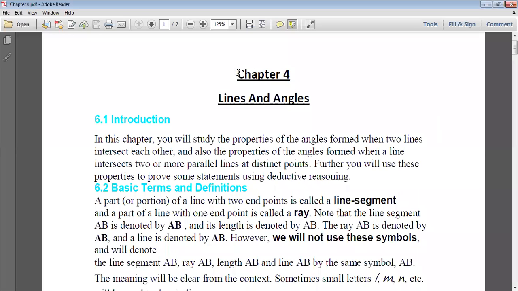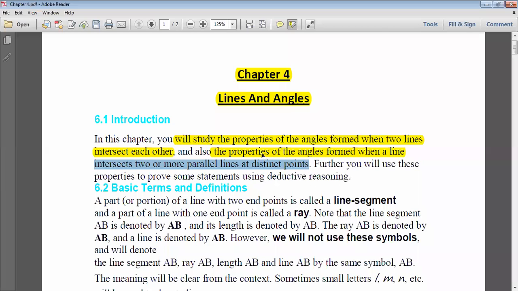So today we are going to start our chapter 4, lines and angles. As per our syllabus, this is our chapter 4. First of all, let us see what you will learn in this chapter. Here you will study the properties of angles formed when two lines intersect each other, and also the properties of the angles formed when a line intersects two or more parallel lines at distinct points.